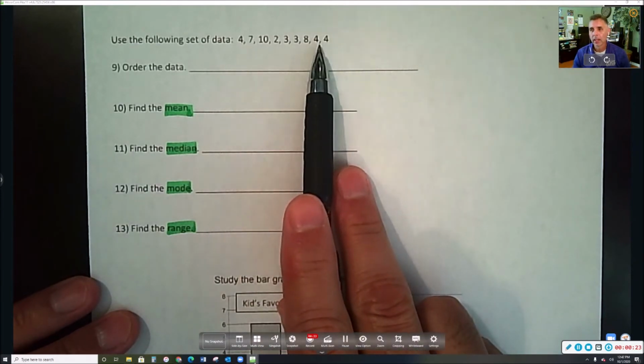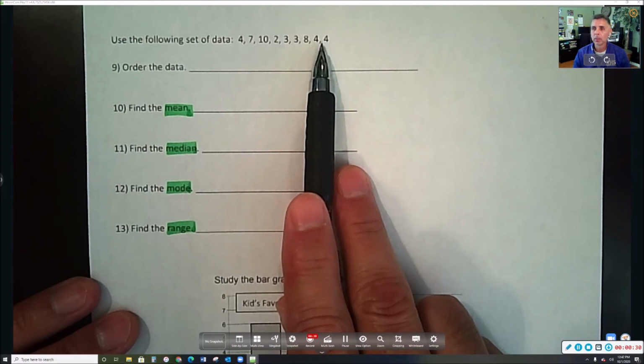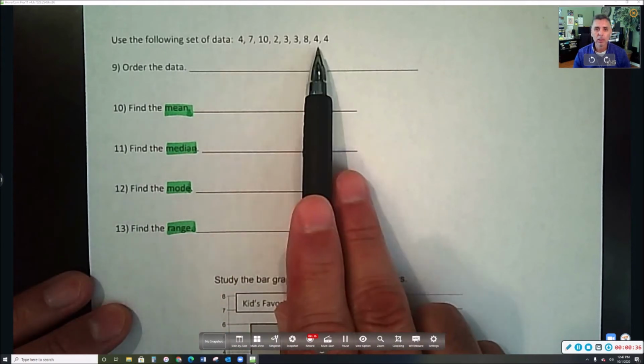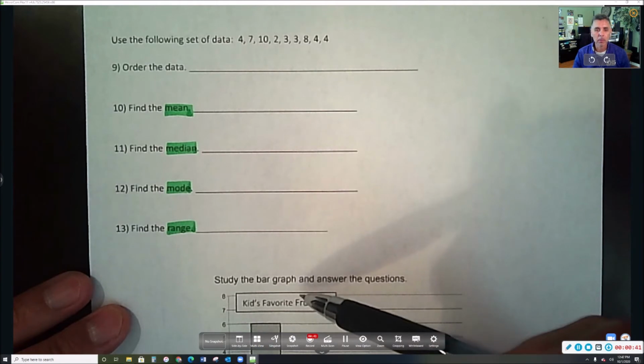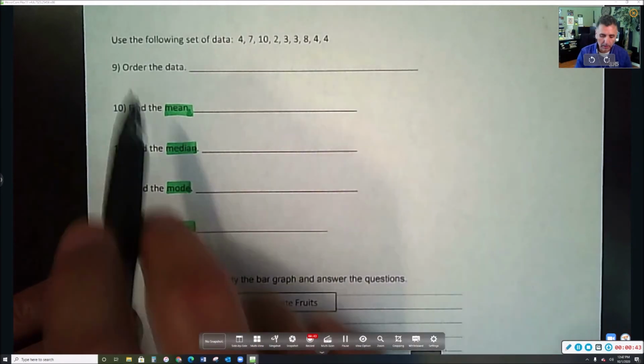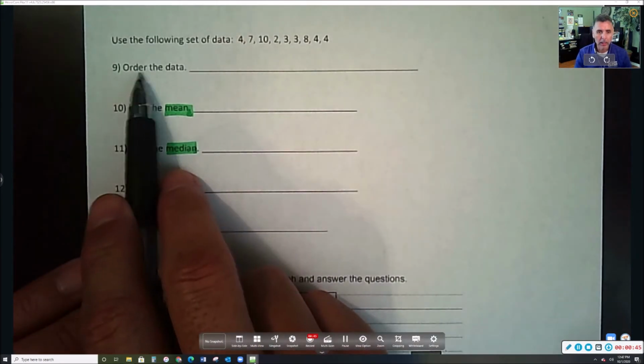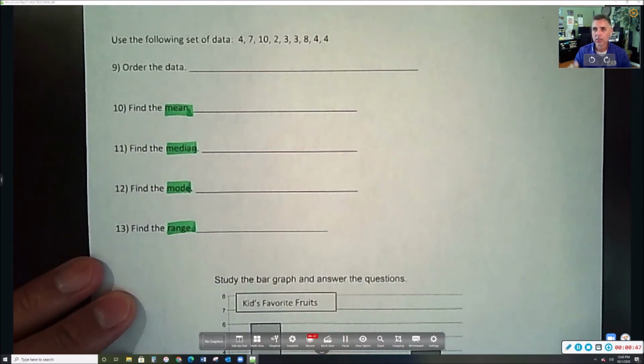On the other side, it was the scenario of how much time students spent doing classwork. And then also a line plot was on the front side. So here's just numbers. Okay, and then you'll see in a second we have another scenario where it's a bar graph. But anyway, you always want to start by ordering the data from least to greatest.